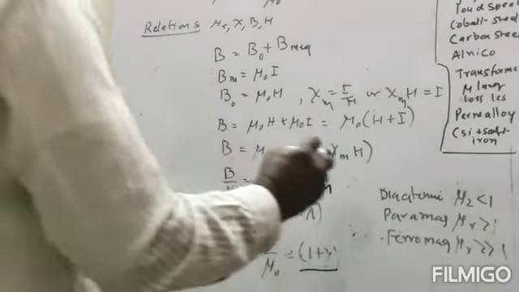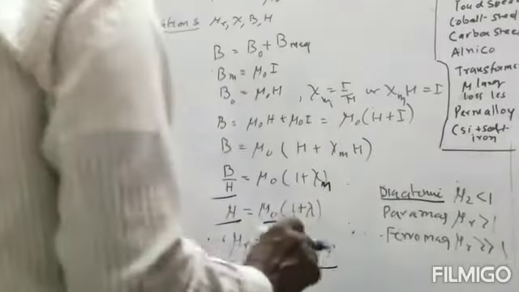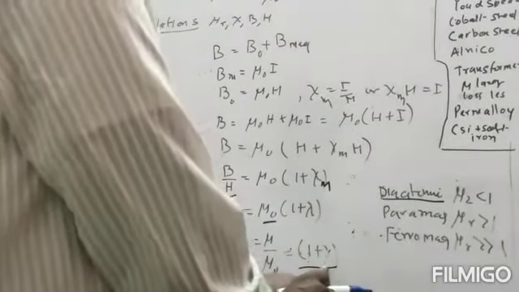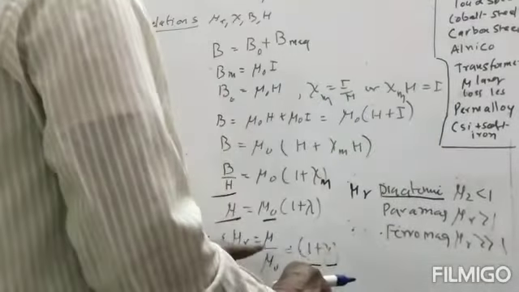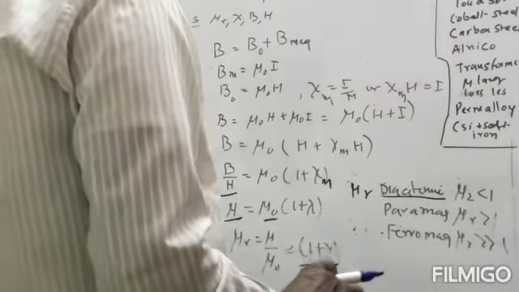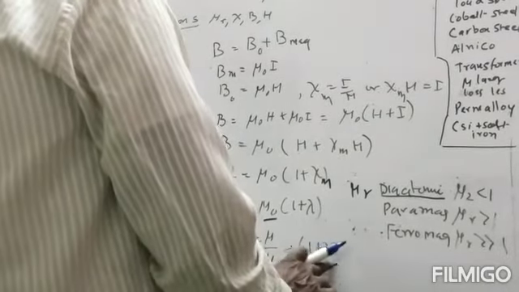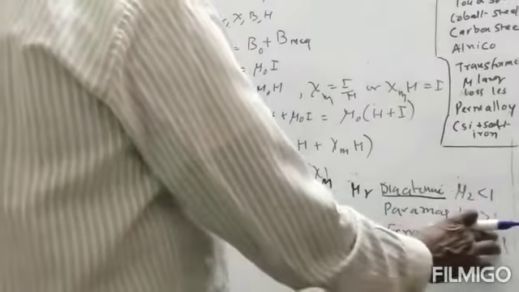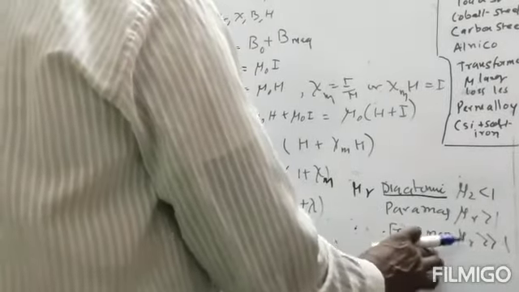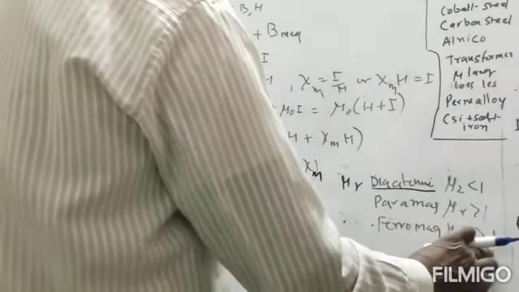For diamagnetic substance, we know that chi is negative, so mu r will be less than 1. For paramagnetic substance, chi is positive, so mu r will be more than 1. And for ferromagnetic substance, mu r is very, very much greater than 1.